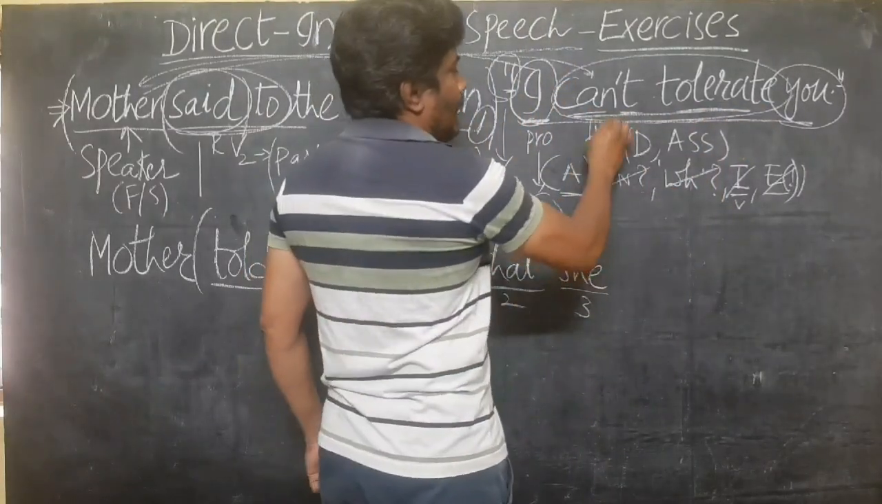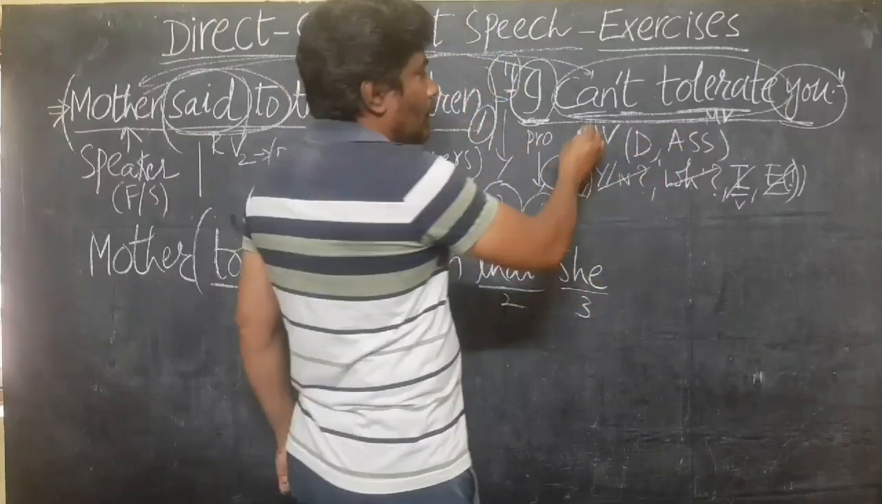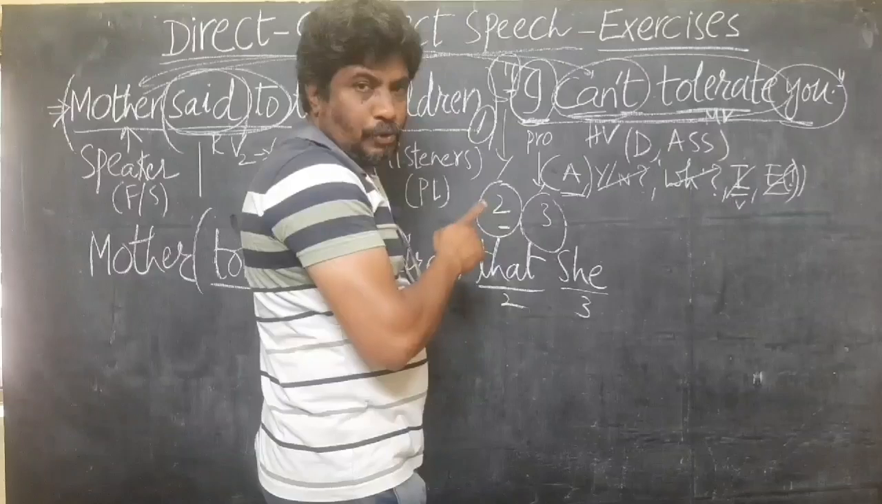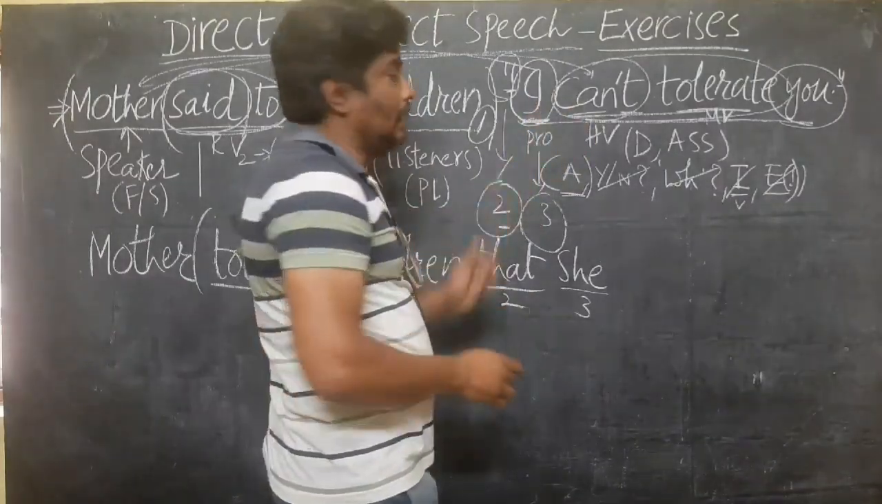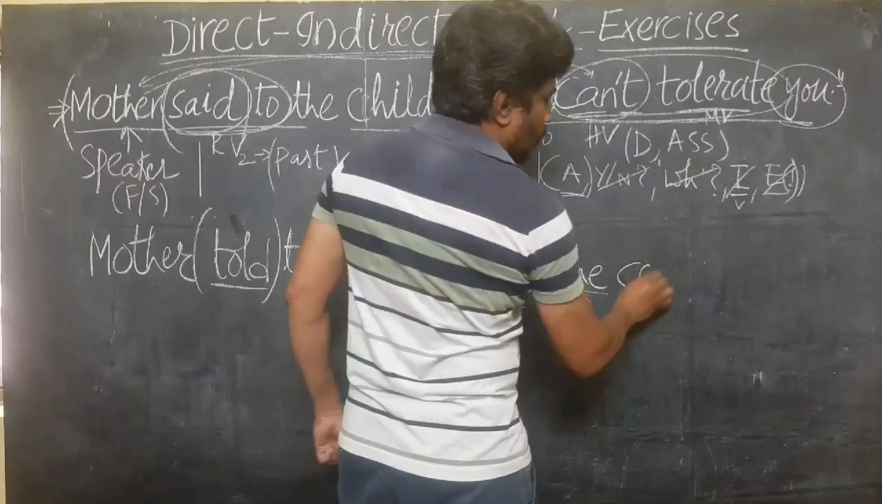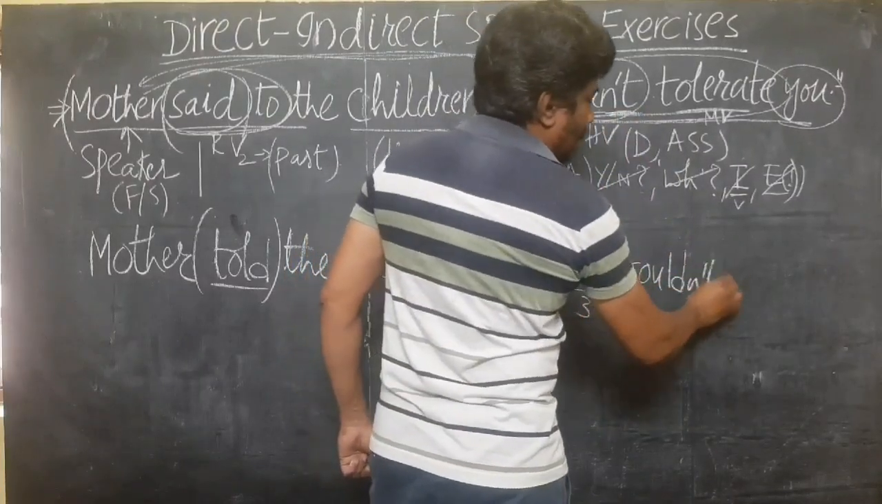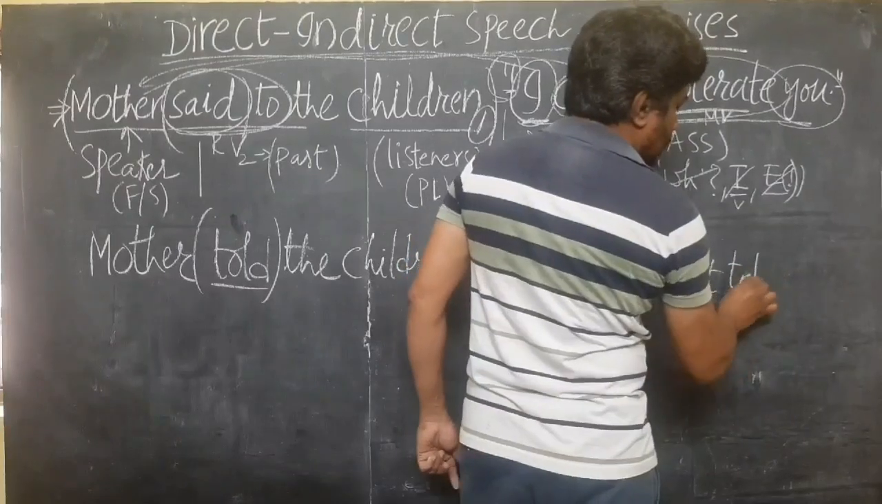Now here is the verb that has to be changed. You have a helping verb and a main verb. If you have two verbs like this, the change occurs only in the helping verb, not in the main verb. Very, very important point. So can changes to could. Could, as usual, you will write with not. V1 of the main verb doesn't change.